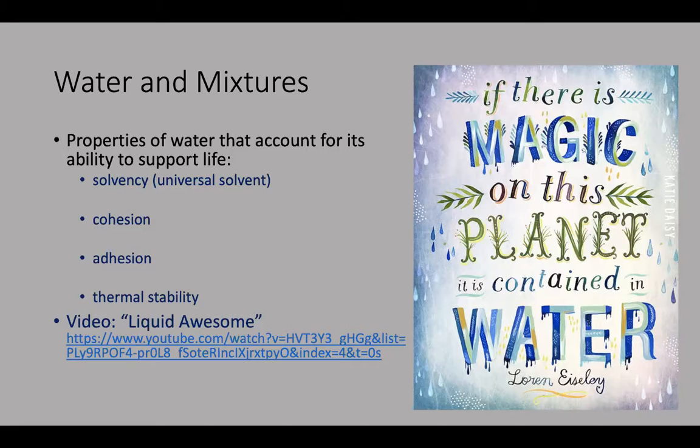And then thermal stability, that's really important for the survival of life on Earth. So we are made up of about three quarters water. That really helps maintain our internal temperature, because water can take on a lot of heat or release a lot of heat without actually changing temperature all that much. So it keeps us regulated from a temperature standpoint, as well as our climate.